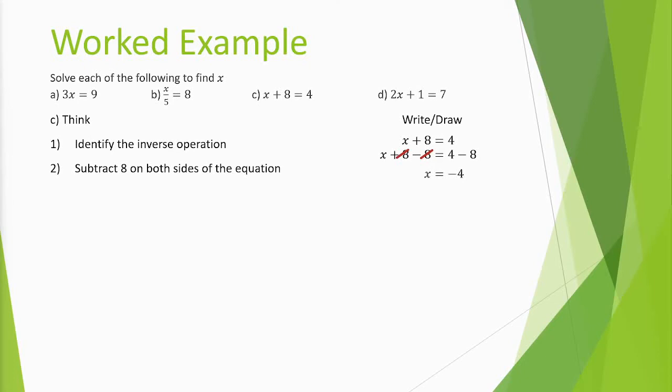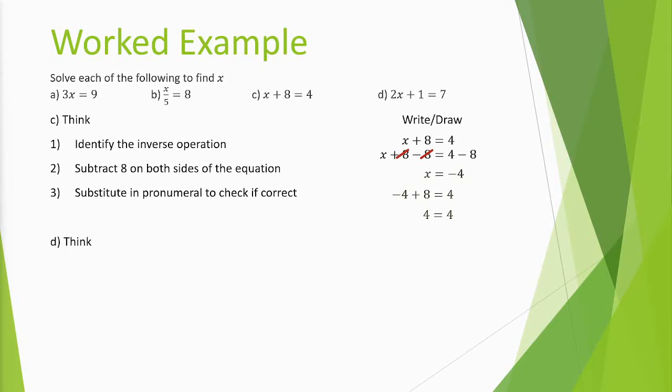Now I can check that answer by substituting it back in. So negative 4 plus 8 equals 4. And I will use my number line to work out that negative 4 plus 8 is 4. So I've got 4 equals 4, and that is all okay. You'll also notice we're working down the page here with the equal signs under each other so that the teacher can see each step of my working.